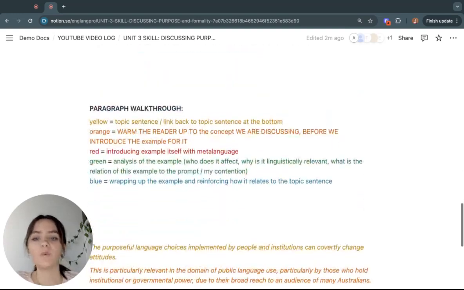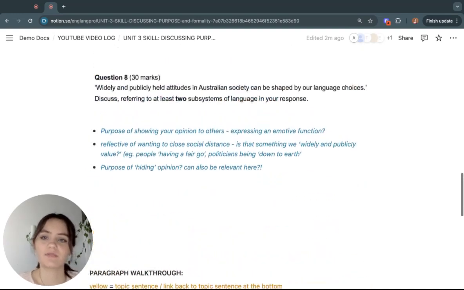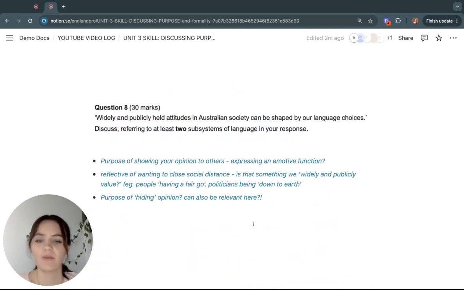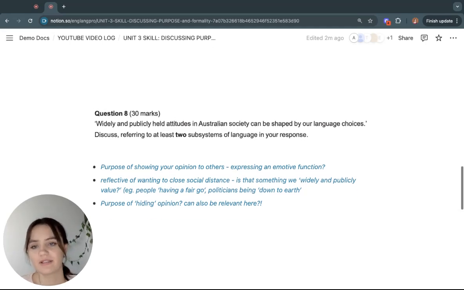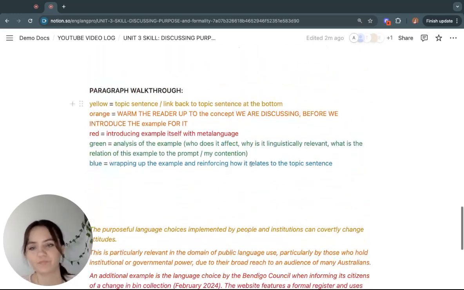I'm going to now walk you through one potential paragraph that you could do. The prompt I've chosen to respond to is potentially prompt 8. We're thinking of widely and publicly held attitudes shaped by our language choices, or even just how you can discuss purpose in general. Essentially, making sure we link it to the identity of the people speaking and putting out the language, as well as linking it to the audience, the purpose, the intent, the functions, etc.